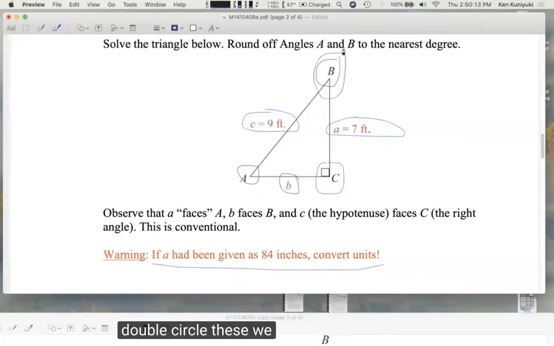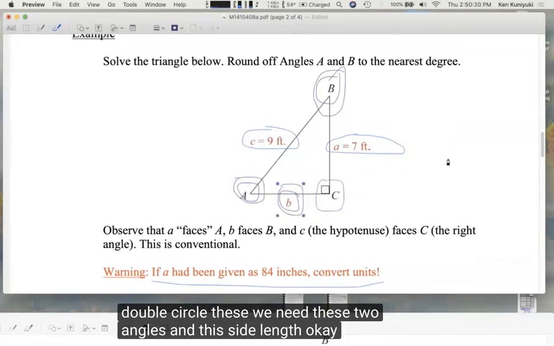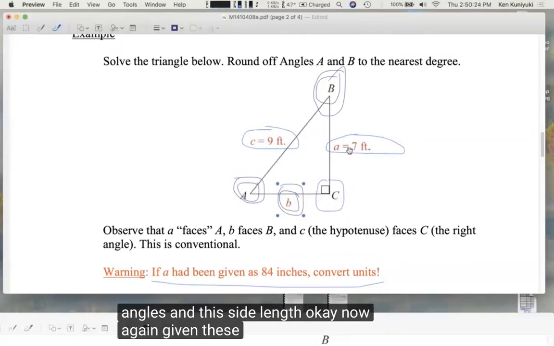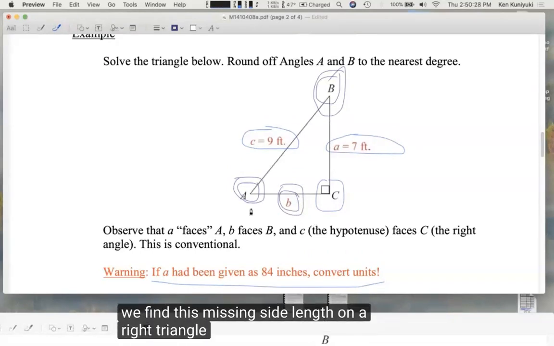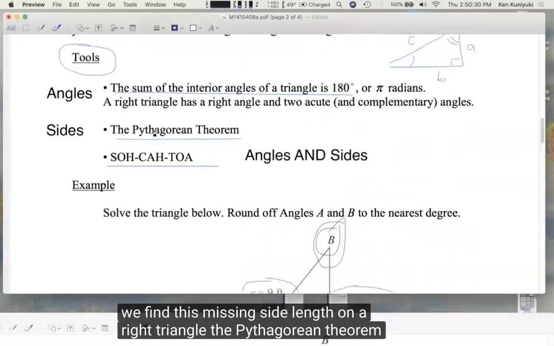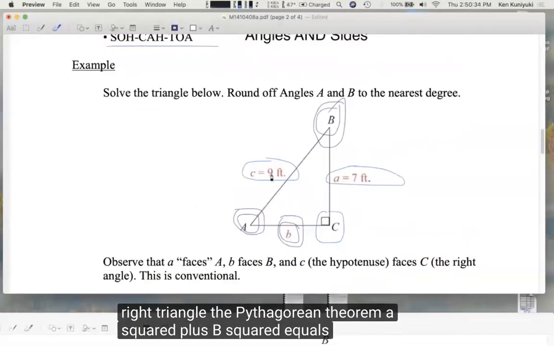I'll double circle these. We need these two angles and this side length. Okay. Now, again, given these two side lengths, how can we find this missing side length on a right triangle? The Pythagorean theorem. A squared plus B squared equals C squared.